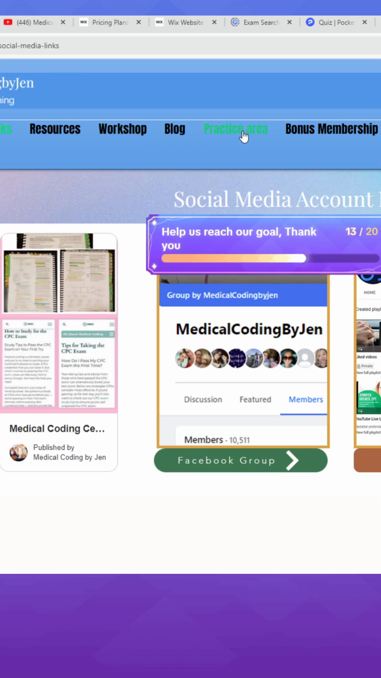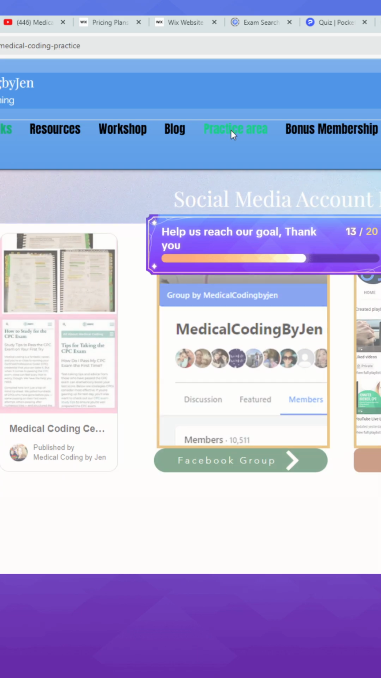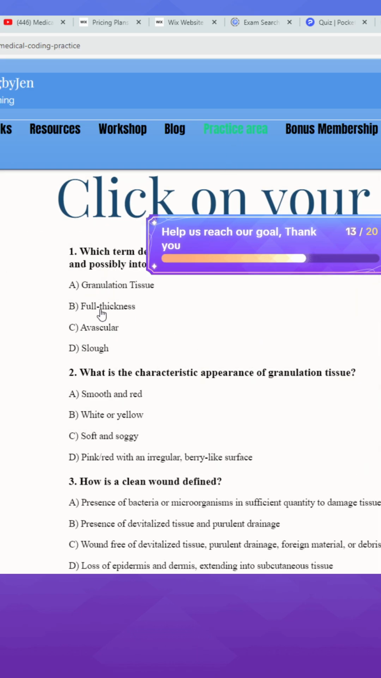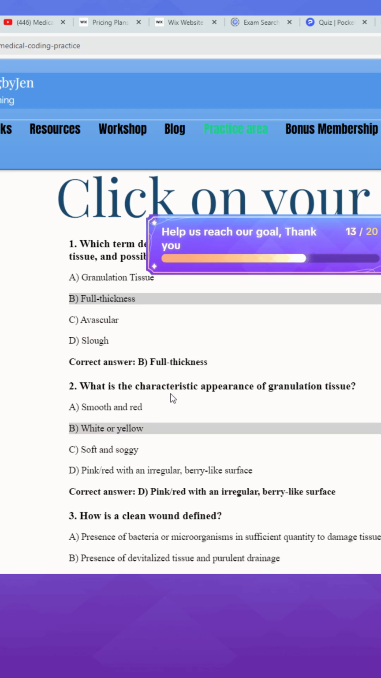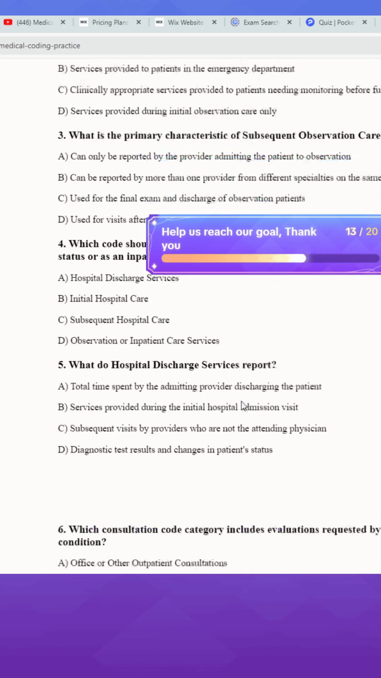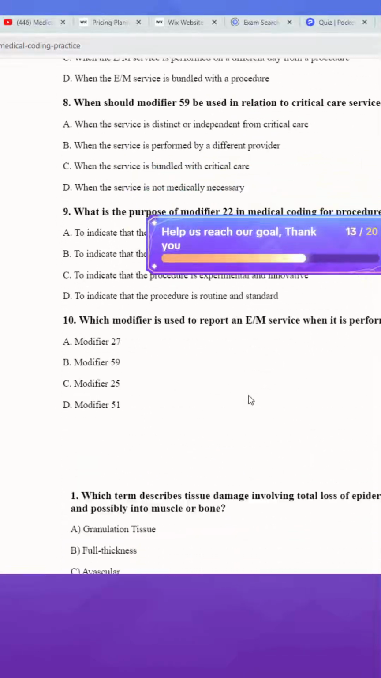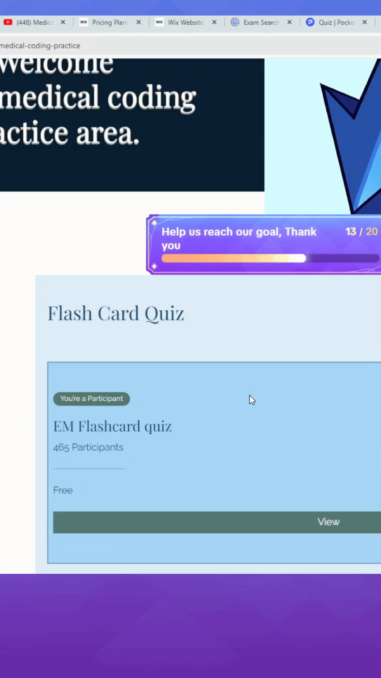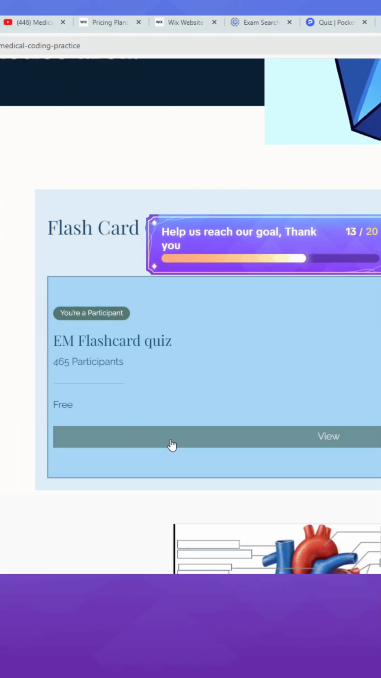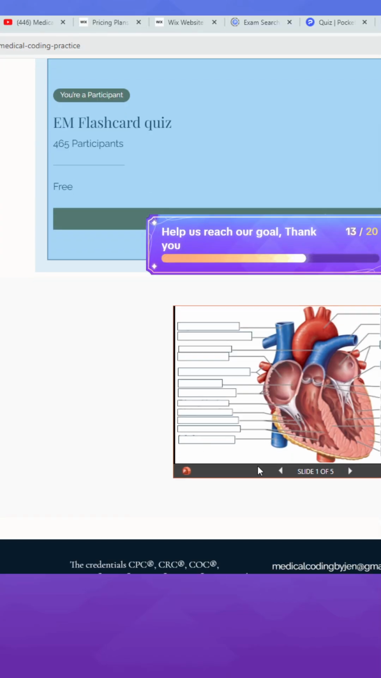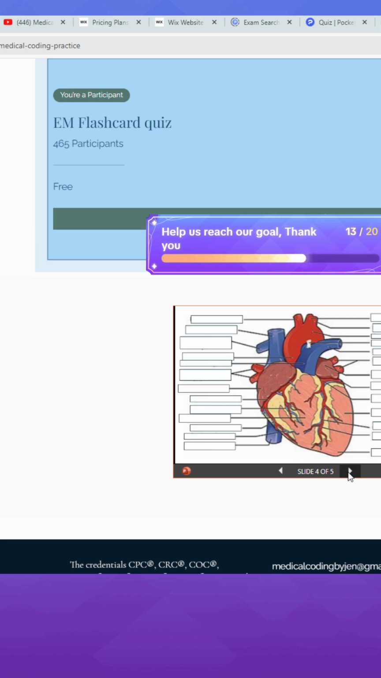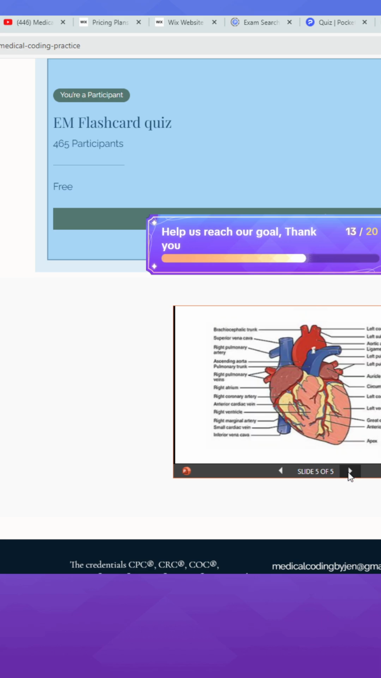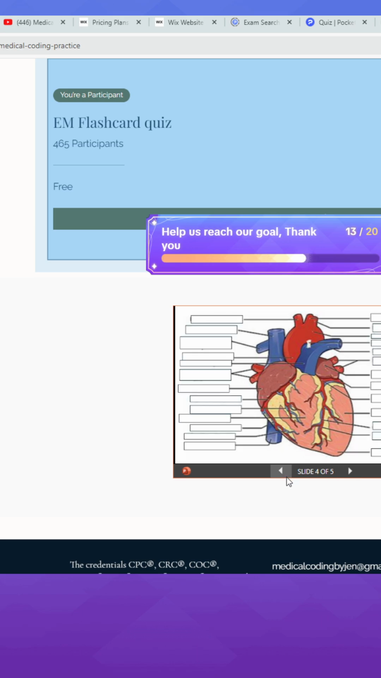What else can I show you? And practice area is all free too. I have a bunch of practice exam questions. You just click on it and it'll tell you what the answer is. And then I have 3 flashcard exams here too that are completely free that you can do. And this is a PDF that you guys can download that has tons of heart stuff on it that you can print out at your desk if you want to or whatever.